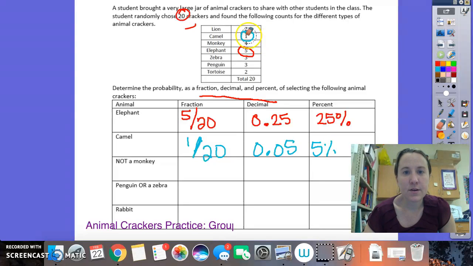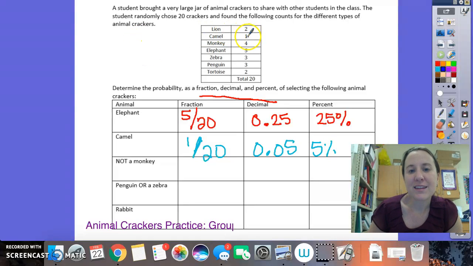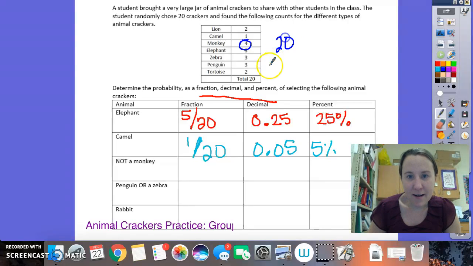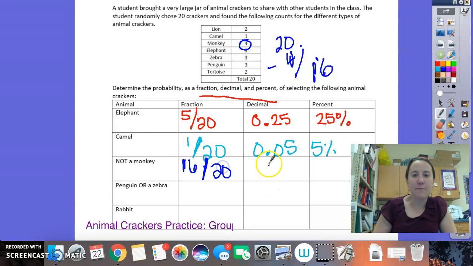After this, the wording gets a little bit different, and it's really important to talk about these different examples. So the first one was not a monkey. So this means reaching into our sample of animal crackers and getting anything other than a monkey. So if I look at the table, there are 4 monkeys. There are 20 crackers. So that means there are 16 left that are not monkeys. So 16 out of 20, not a monkey. That is 0.8 or 80%.